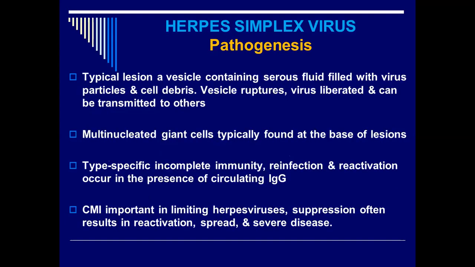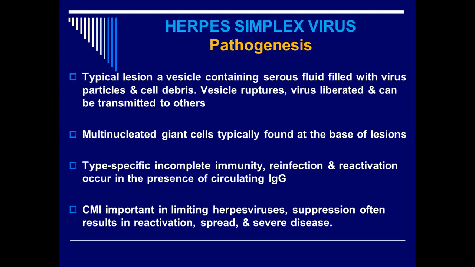Now, the typical lesions are the vesicles. And the vesicles contain the serous fluid, and this fluid is filled with virus particles and cell debris. Now, once the vesicles rupture, the viruses are liberated and can be transmitted to others. So whenever there is injury or damage to the vesicle, or some disruption or rupture of the vesicle, the virus will be released from these lesions and will be transmitted to others.